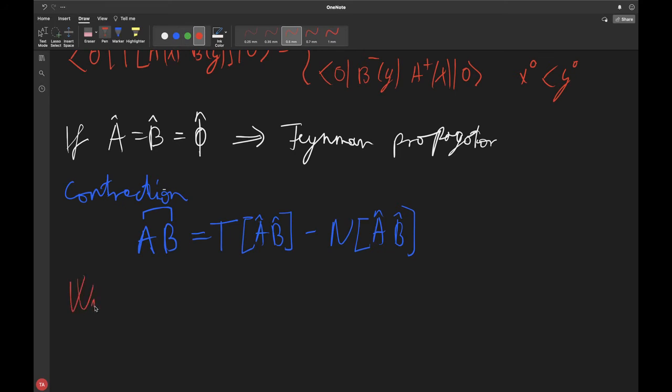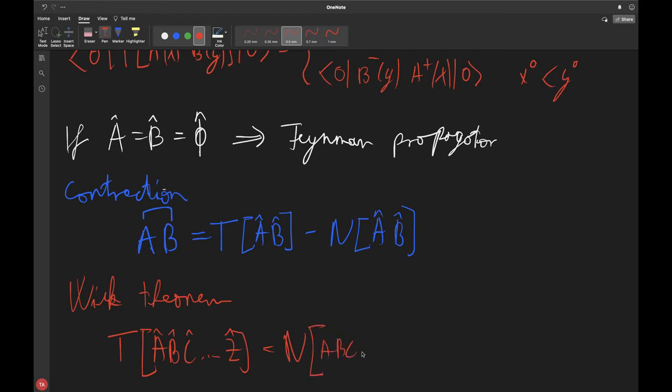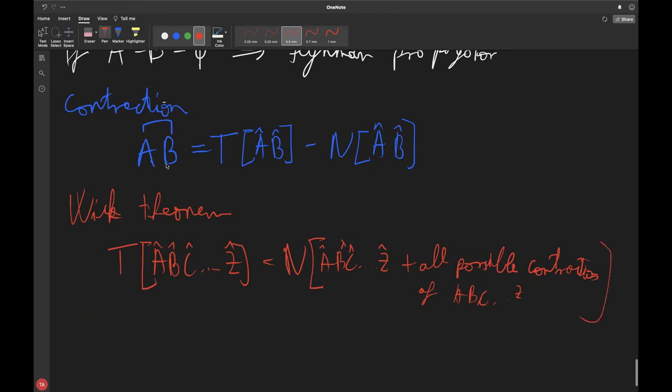So the general Wick theorem is that the time ordering of some A, B, C up to Z operators is the same as the normal ordering of A, B, C up to Z operators and all possible contractions of A, B, C up to Z, where the contraction is this thing. Essentially we move this to the left side.